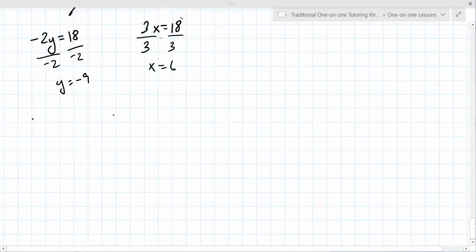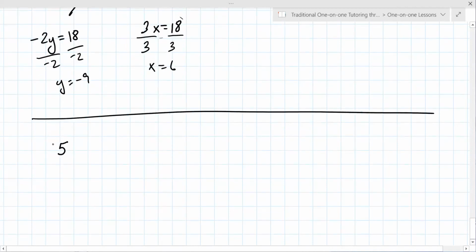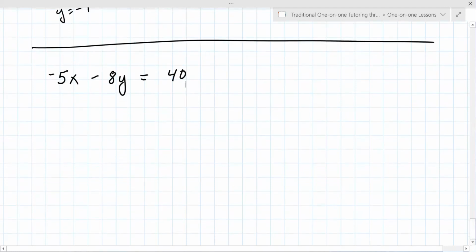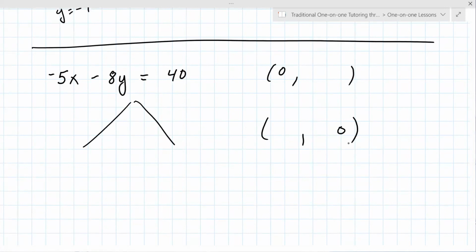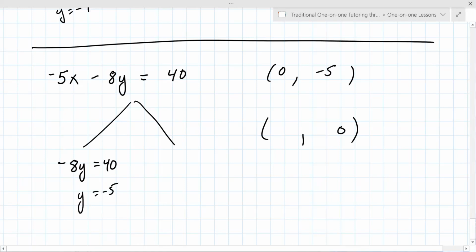Okay, let's do another one. You've got to get this down. It's not impossible. -5x minus 8y equals 40. Okay, cover up the 5x. 40 divided by -8. You're dividing, not subtracting or adding. Oh, wait, no. Oh yeah, okay, never mind. Sorry. Divided by 8, so -5. Yes, y equals -5. So (0, -5). Good.